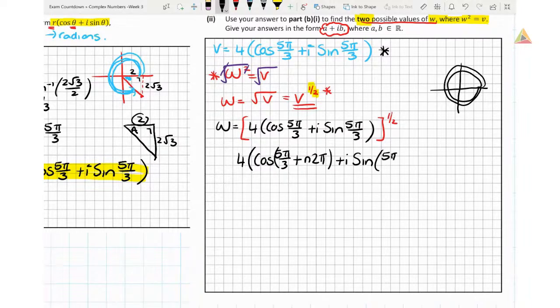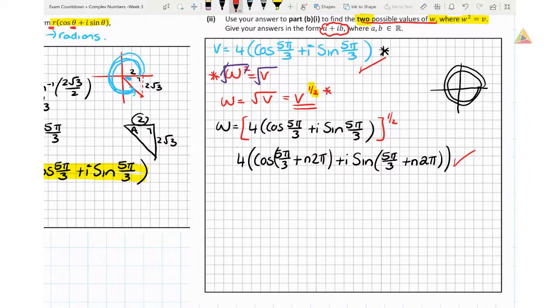My theta stays the same, 5 pi over 3, but I add on n times 2 pi. I add on as many 2 pi's, as many full rotations of the circle as possible. Okay? That's step 2 done. So I've written it in polar form. That came from part 1. I've written it in general polar form. And now I'm going to apply the theorem.